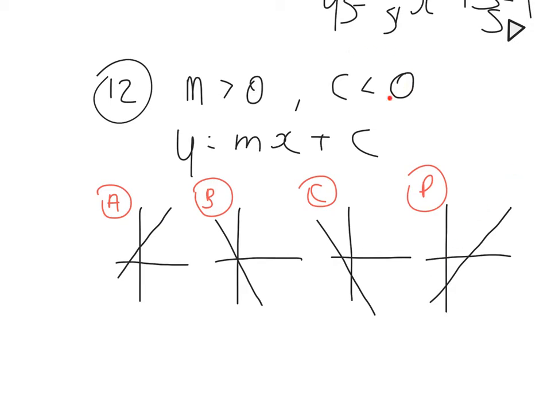Now what we also know is that the y-intercept is less than 0. If you look at A, the y-intercept is clearly above 0. The y-intercept here is definitely less than 0, so the gradient is greater than 0 and the y-intercept is less than 0. That means the only one that it could be is option D.